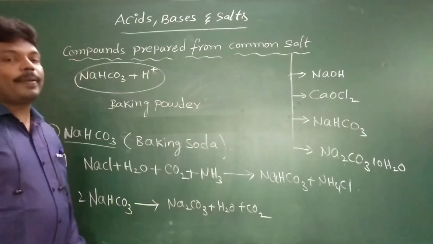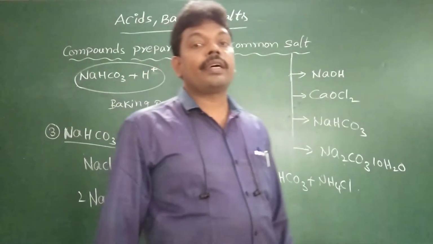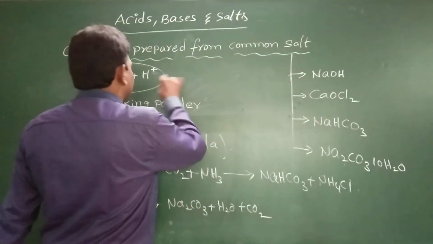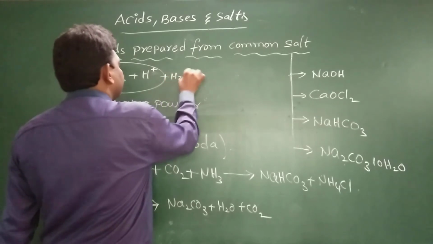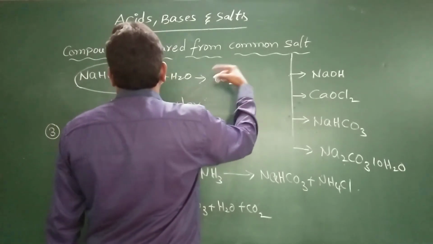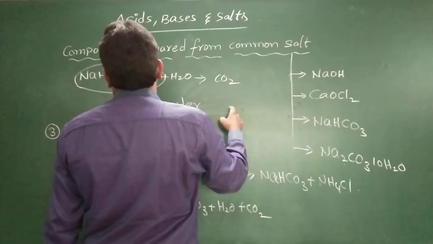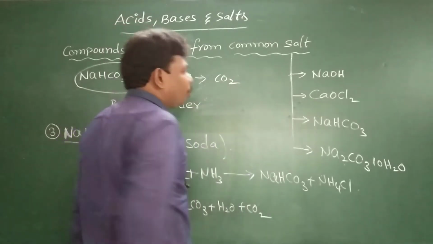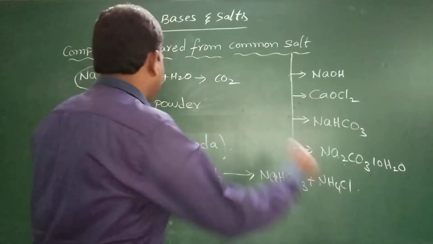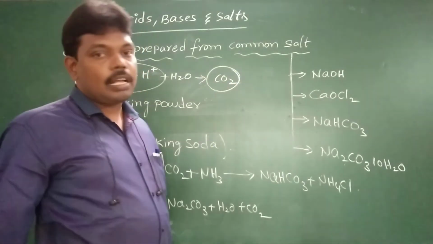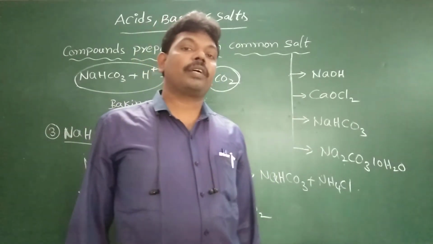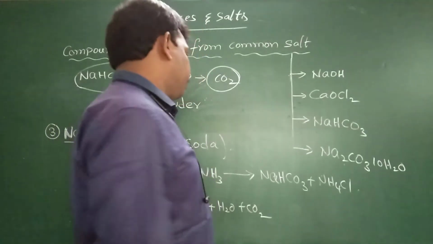Okay. So when we add this baking powder to dough, what happens? Carbon dioxide is released. When we add the water, it generally releases CO2, and some other sodium salt is formed. But the carbon dioxide is formed here. This carbon dioxide is the main reason for the spongy or fluffy nature of the cake or bread. So this is about baking powder.